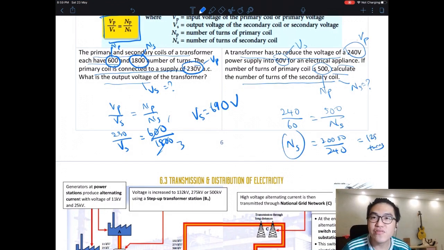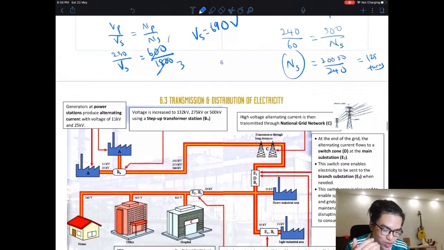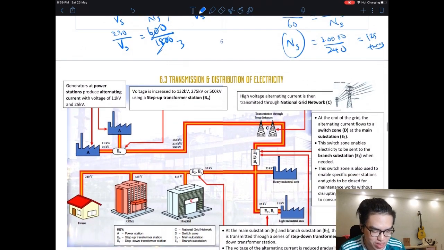So that's it for today. We will learn about how TNB gives you your electricity next week. So let's go into the exercise.